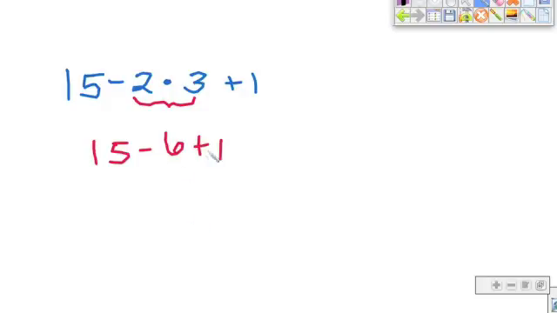So now we have subtraction and addition. It doesn't matter which one you do first in the sense of PEMDAS, but you do have to go from left to right. So that part does matter. Students always think, oh, PEMDAS, addition comes before subtraction. No, that's just the way it's written. We still always go from left to right. So whoever came left to right first is what you do first. So in this case, we're going to do 15 take away 6. 15 take away 6 is 9. And then we add that plus 1, and our final answer is 10.